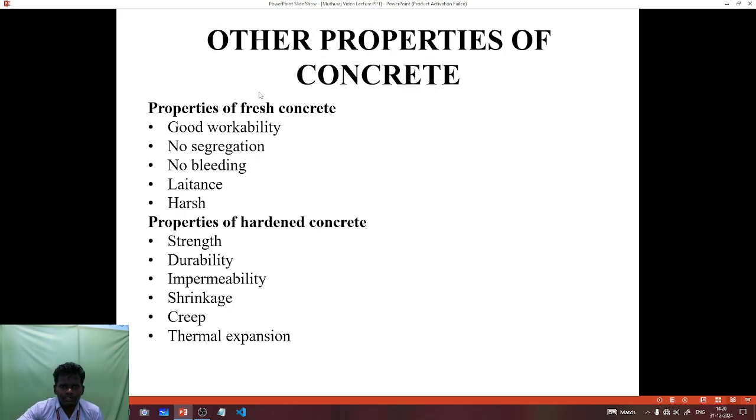Other properties of concrete: fresh concrete must satisfy these conditions: good workability, no segregation, no bleeding, light and harsh. And the properties of hardened concrete are strength, durability, impermeability, shrinkage, creep and thermal expansion.